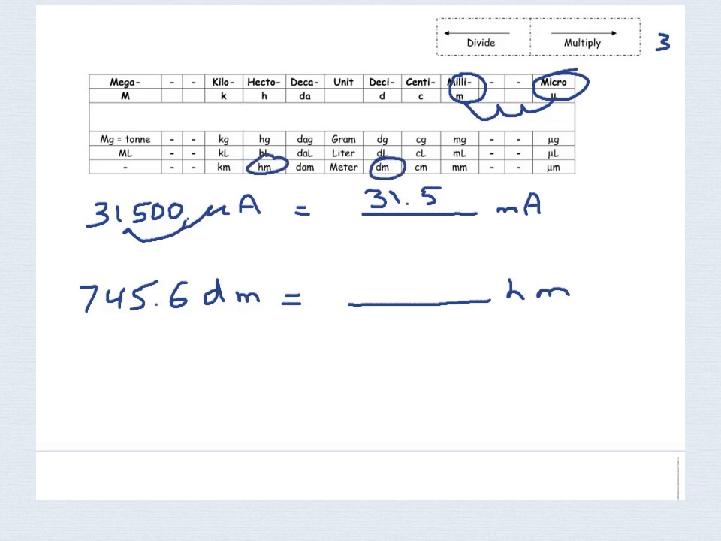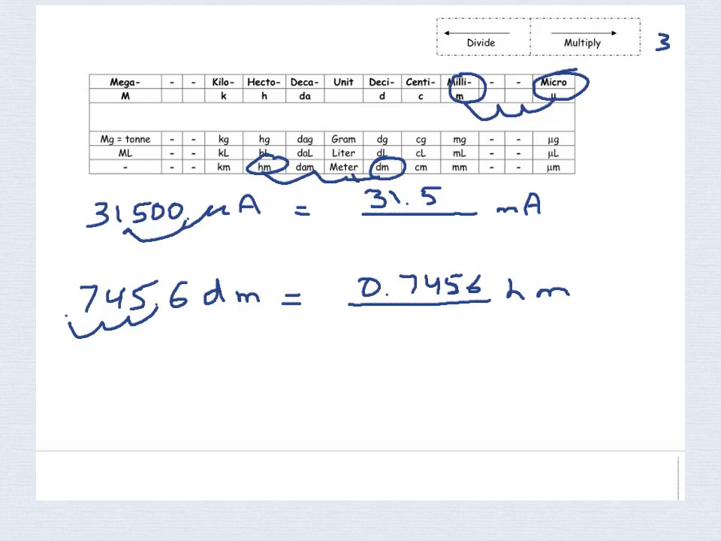You're going to divide 1 to the unit, 2 to the deca, 1 to the hecto. So 3 places to the left. Your answer is going to be 0.7456 hectometers. You started here, 1, 2, 3, plop your decimal point, you're done. Deci to hecto, in this case, hectometer.